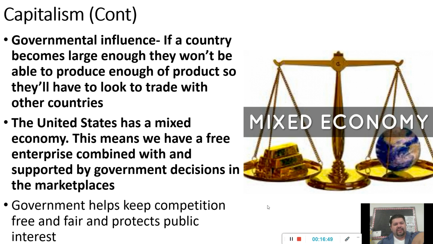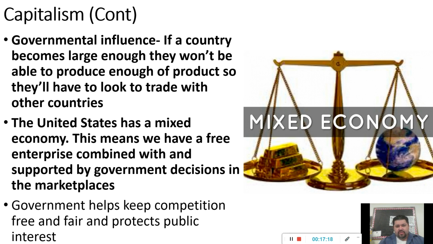All right. So, just like the previous couple slides, I'm not going to mention the top part, but again, if you want to talk to me personally about that, no problem. We'll talk about it. But the question asks you, number 11, in your own words, what is a mixed economy? That is that middle paragraph right there. The United States, we have a mixed economy. This means we have a free enterprise combined with and supported by government decisions in the marketplace.